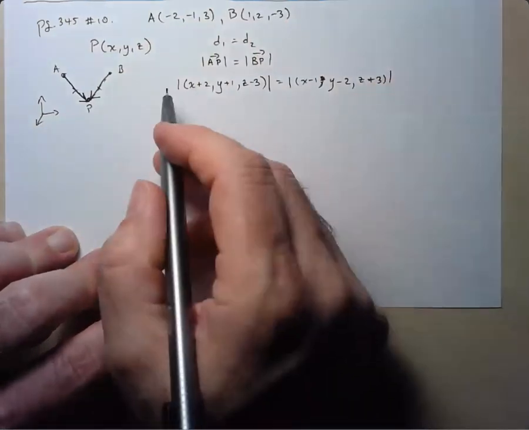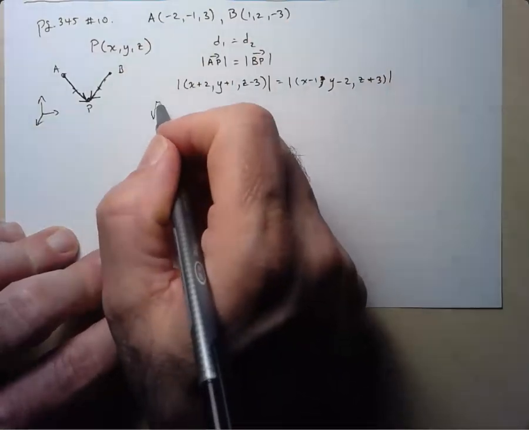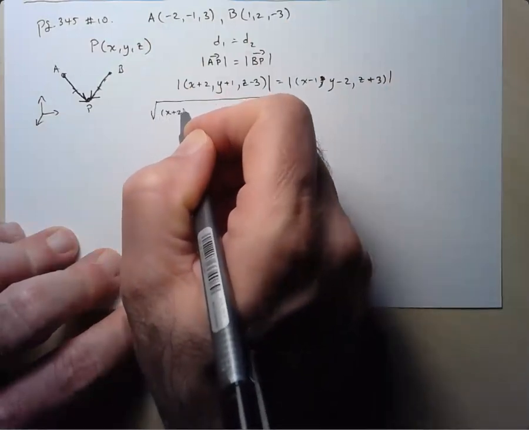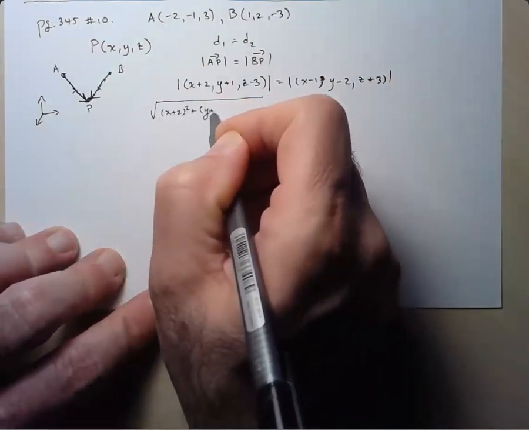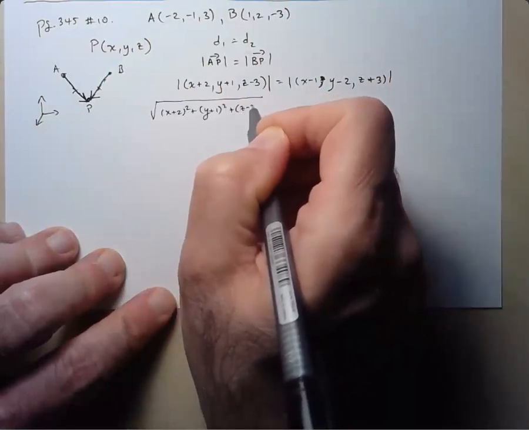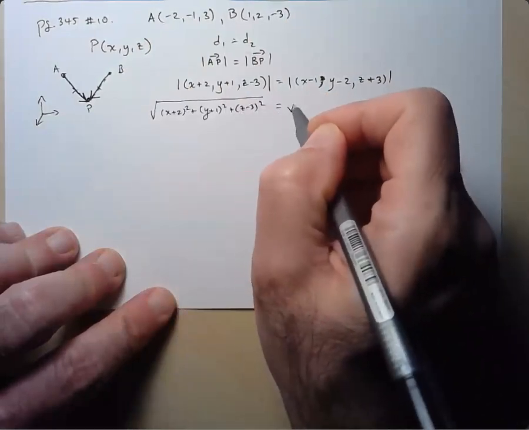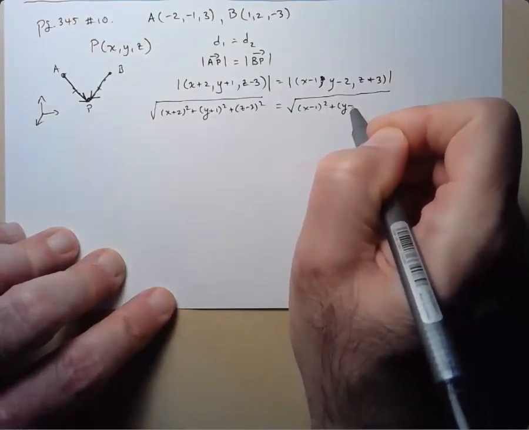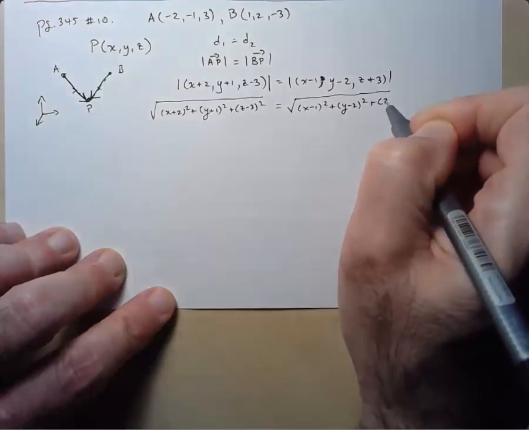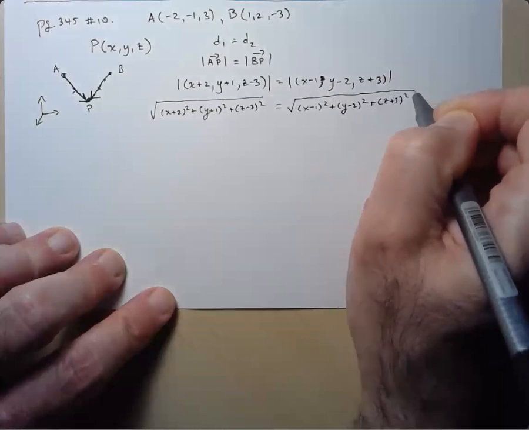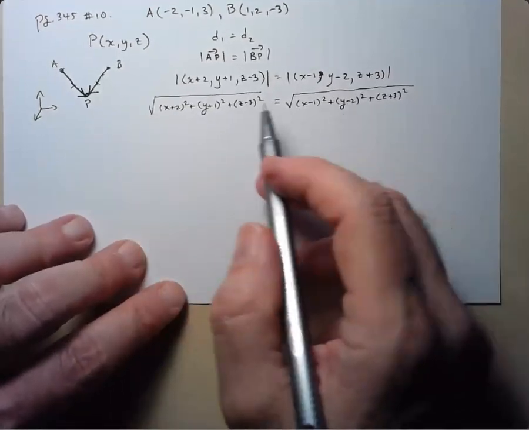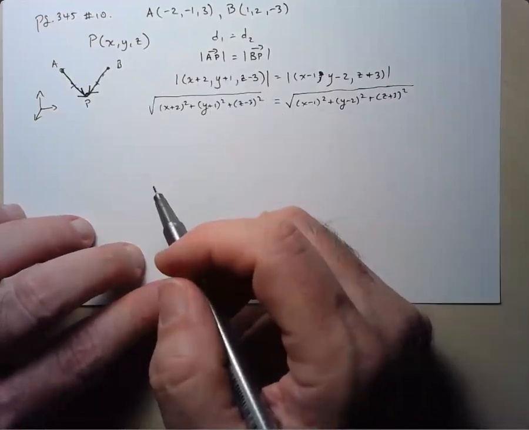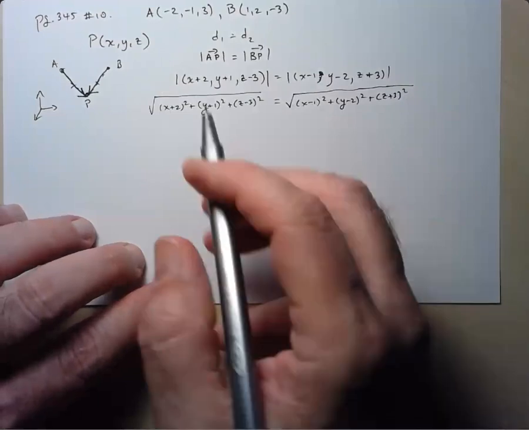Of course, the way in which we take the magnitudes of vectors is the square root of the sum of the squares of all the individual components. So X plus 2 squared, the X component, plus the square of the Y component, plus the square of the Z component. And then similarly here, square root of X minus 1 squared, plus Y minus 2 squared, plus Z plus 3 squared. Again, despite the fact that this looks very complex, I'm just applying the definition of the magnitude. There's absolutely nothing special going on here.